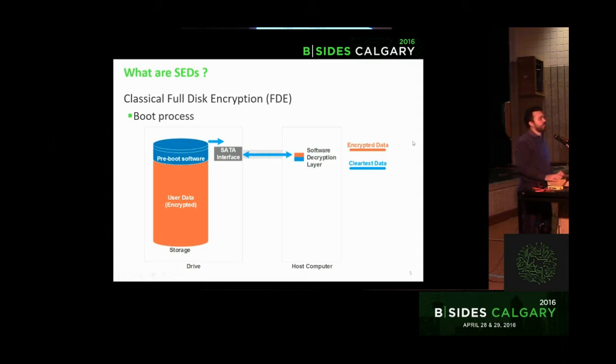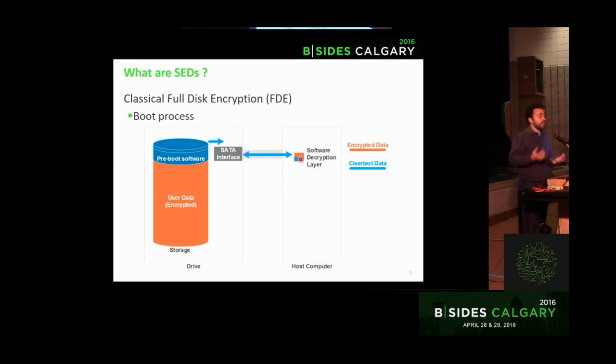If we look at the way software-based encryption works when you power on your computer, what we have here on the left is the drive, whether this is a hard drive or an SSD, and on the right is your computer. Imagine these as two different components. We're looking at the drive inside your computer in more detail. This drive has two areas. There's the pre-boot area, in blue, which means it's not encrypted, and then there's the user data, which is encrypted. All of your operating system actually lives in the user data, in the encrypted part. When you power on the machine, the pre-boot software gets loaded, and that software is unencrypted, so it will just travel through the SATA interface.